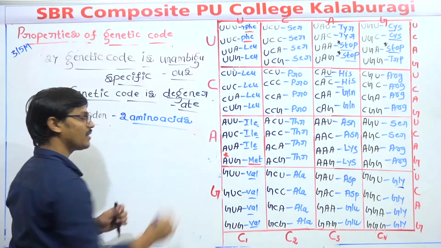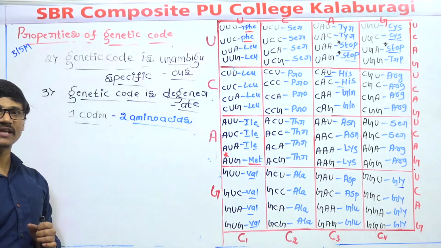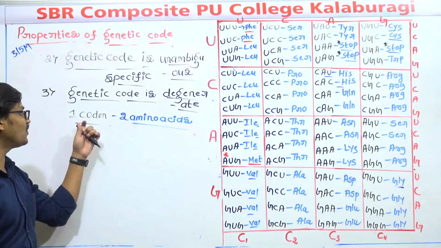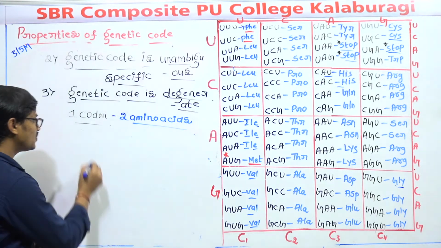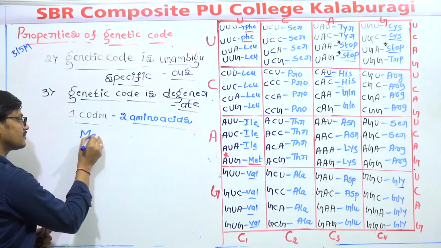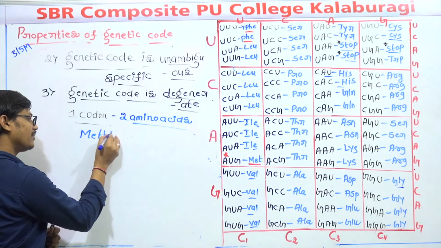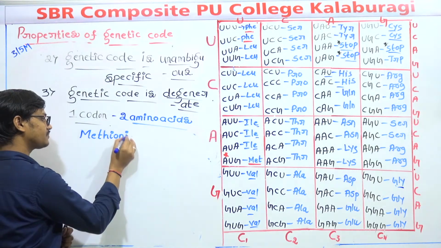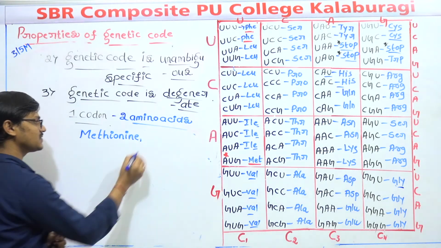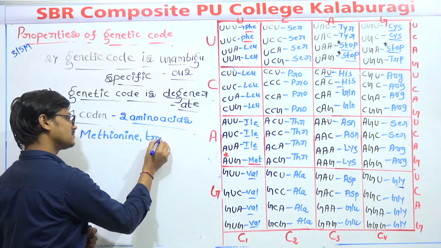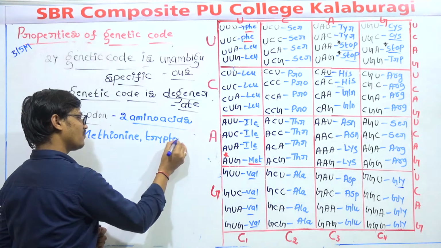Out of 20 amino acids, there are two amino acids which are having only one codon. What are those? One is methionine and another one is tryptophan.